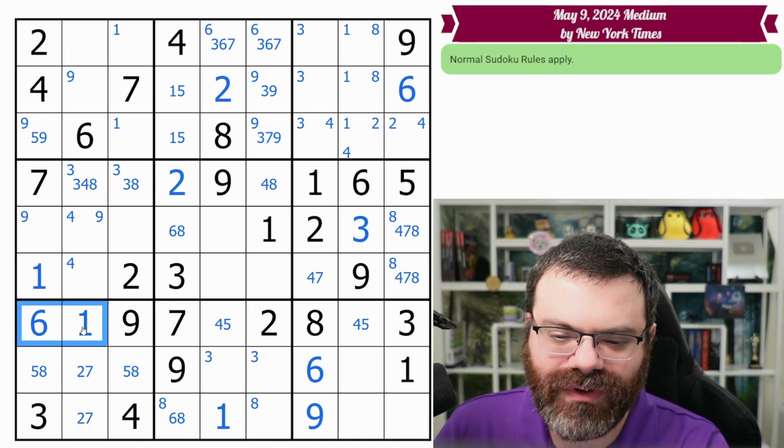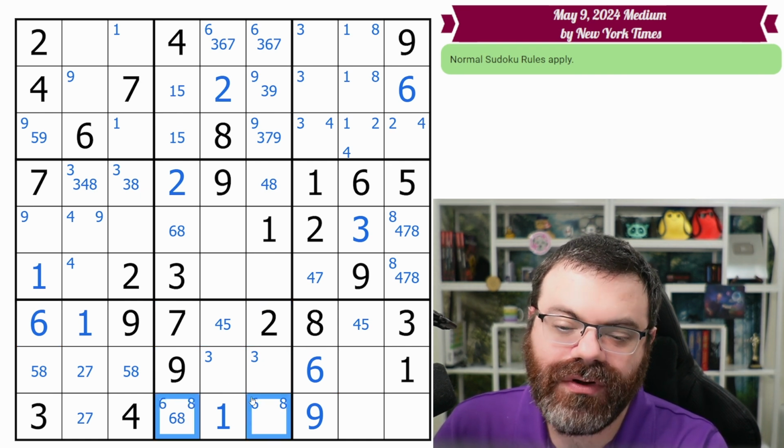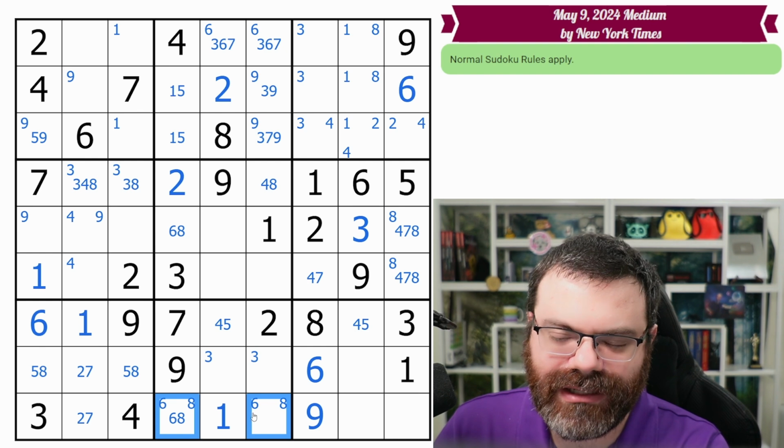So we just got the 6 and 1. We want to see if we can follow up on that. Well, we do have these two 6s looking in. It puts a 6 in one of these two cells. Now, hopefully you saw what just happened. We just found a hidden pair because we have these two overlapping corner marks.